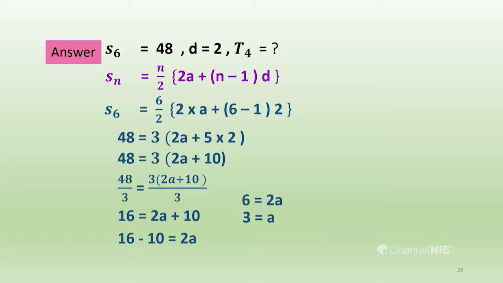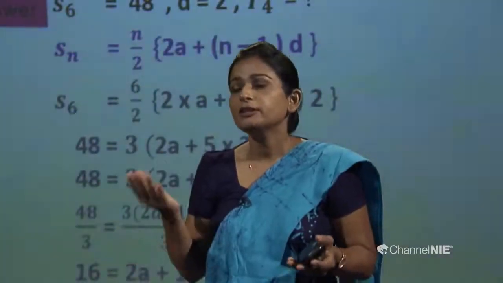So if you know the first term, can't you find the fourth term? You can find it by substituting into the formula Tn equals a plus (n minus 1)d. Even without using that formula you can find the fourth term. How do we find the fourth term?